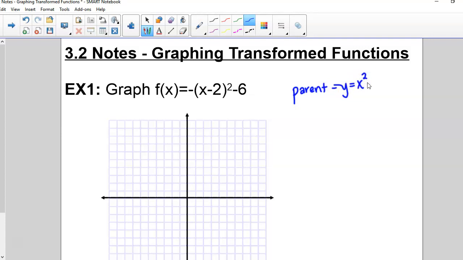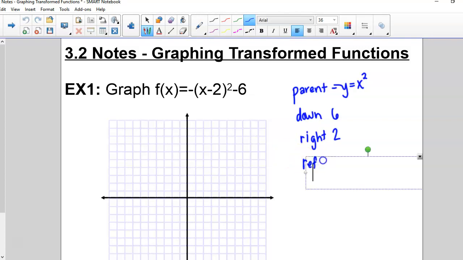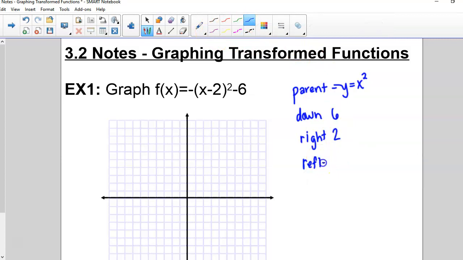We have several transformations. Chase, give me one of the transformations. Down 6. Evie, give me another one. Right 2. Okay, and there's one more. Michelle, what's the last thing that happens? Good. Reflected. Over the x-axis.